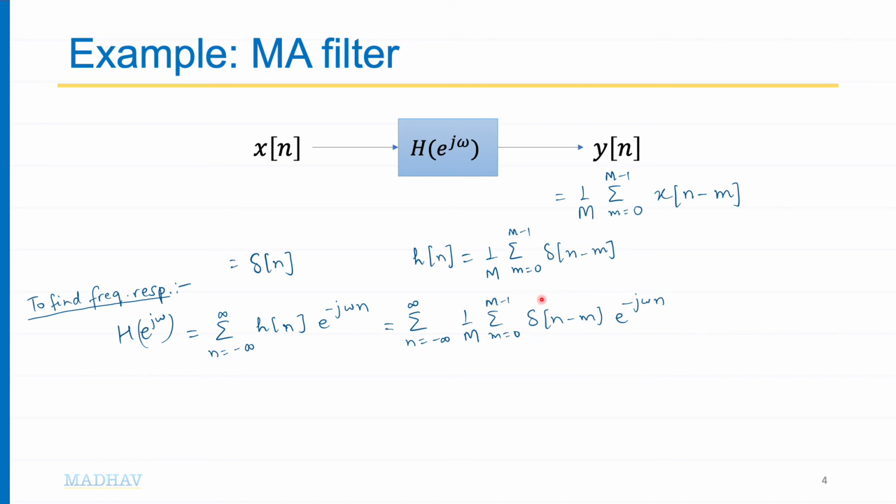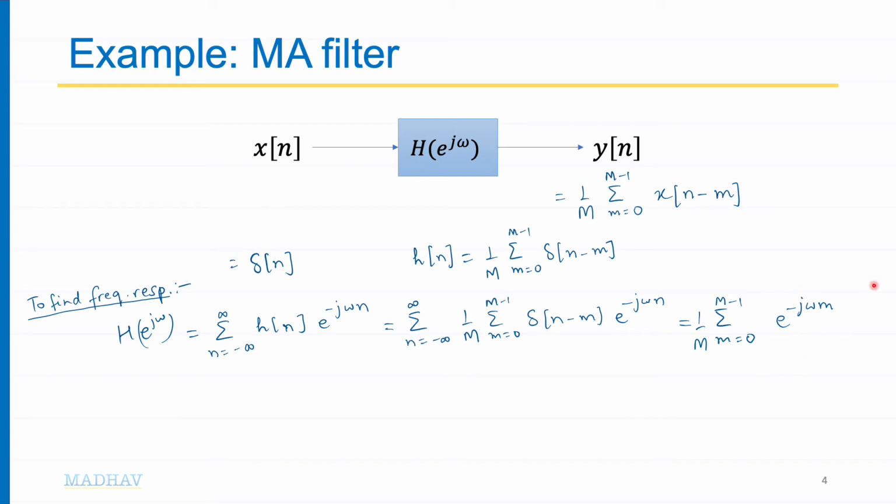Now you know how to deal with the delta function. Delta will be 1 when n is equal to m. So let's eliminate n, which is going over a big range, and replace it with m. So this is what I get, right?